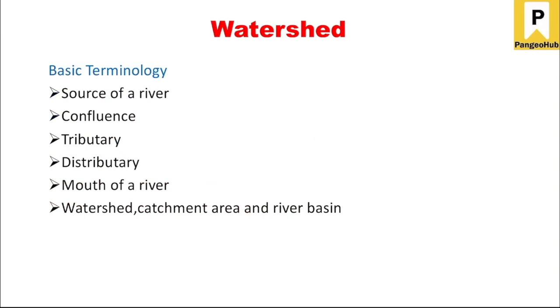So before defining what a watershed is, we should learn about some basic terminologies which are associated with the watershed, like source of river, confluence, tributary, distributary, mouth of the river, and some terminologies like watershed, catchment area, and river basin. Most of the time we use them interchangeably, but there is a basic difference: what is a watershed, what is a catchment area, and what is a river basin.